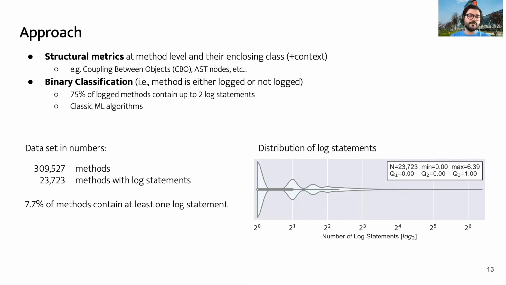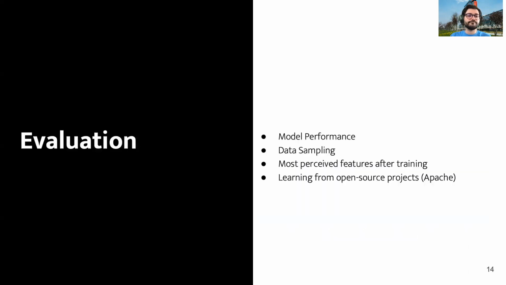The rationale for that is that there aren't many log statements when a method is logged, as you can see in the violin plot on your right. And also we can trade off the benefit of using more complex models over simple models. So we evaluate our approach under 4 different perspectives.